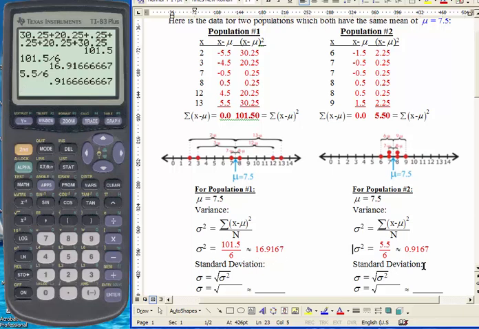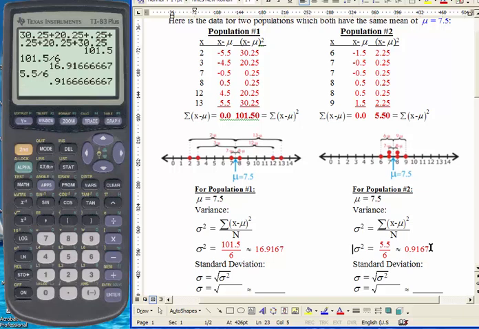Now, I went out 4 decimal places here. You might be wondering why I just didn't round off to 2. Well, you see, I'm going to use this as an intermediate calculation for what I'm going to do next. Because this is the problem with variance.